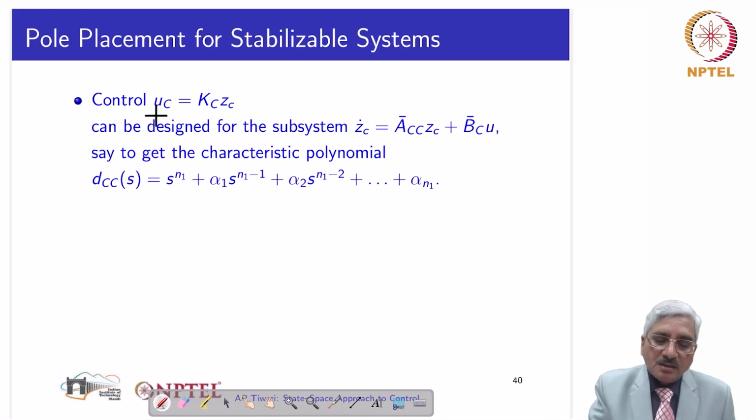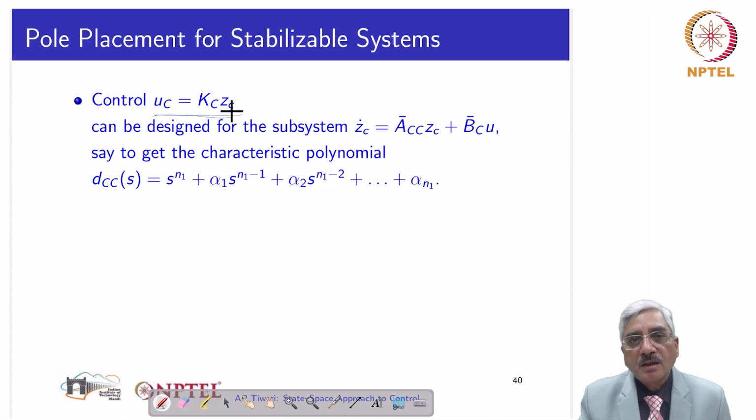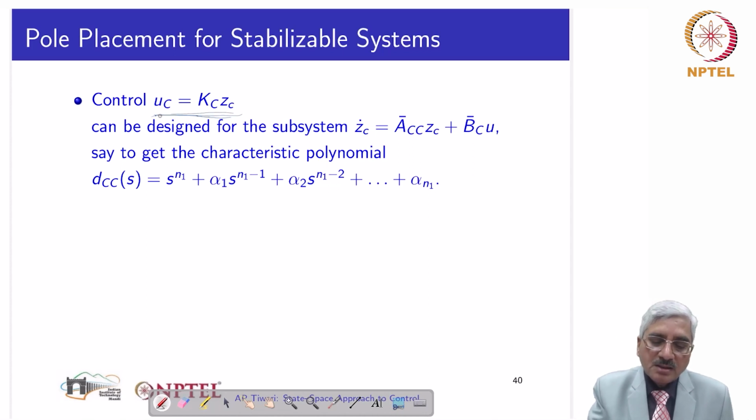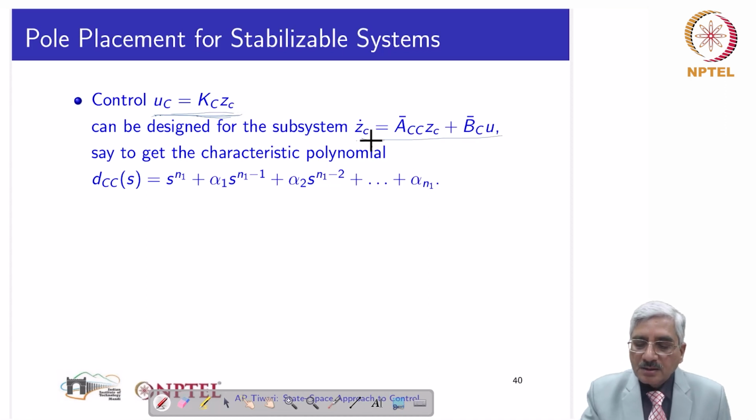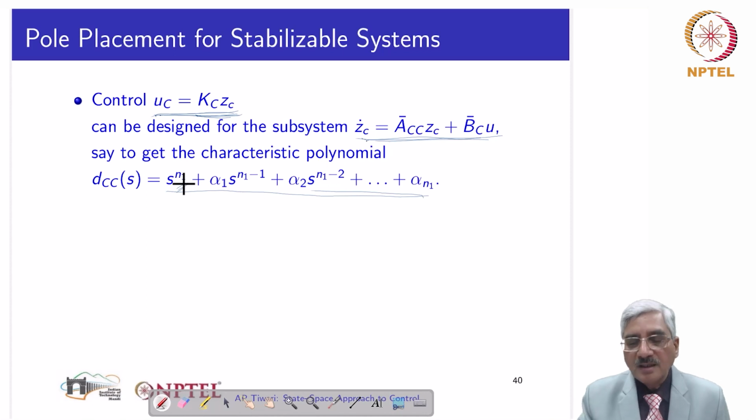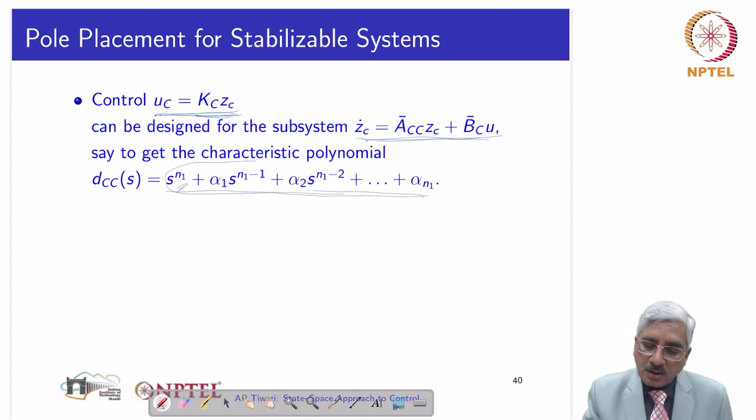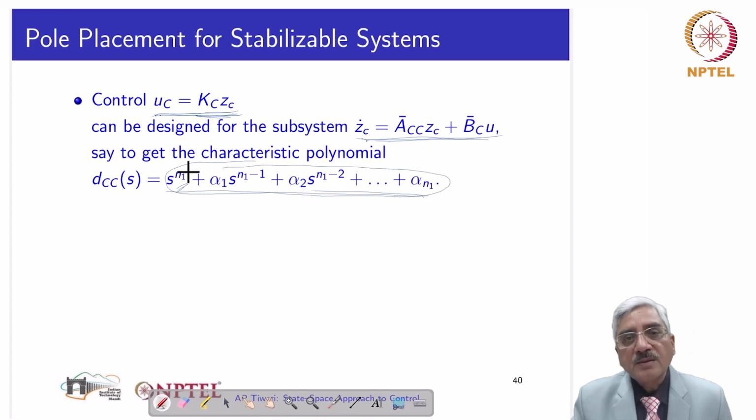Now we design the controller only for the controllable part. So say that controller is KC ZC. This is the controllable part. So for this we design this controller, and the objective is to get a desired characteristic equation which is of order N1. It is not of order N. N is the system order, N1 is the order of the controllable part of the system, or controllable subsystem, or the controllability index. So we can design the controller to get a characteristic polynomial only for the controllable subsystem, and it is a lower order polynomial than N. Its order is only N1.